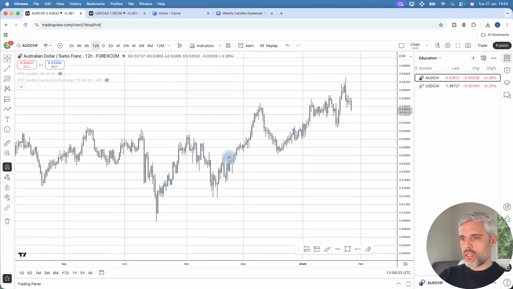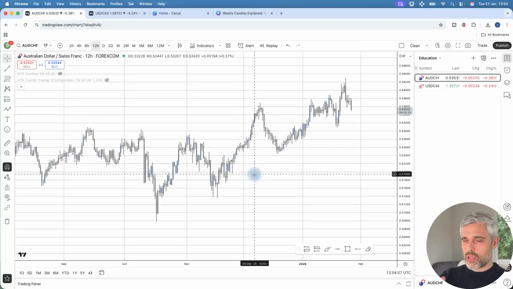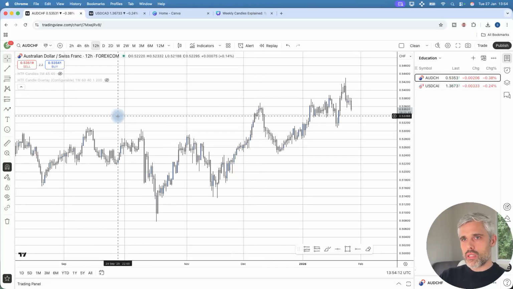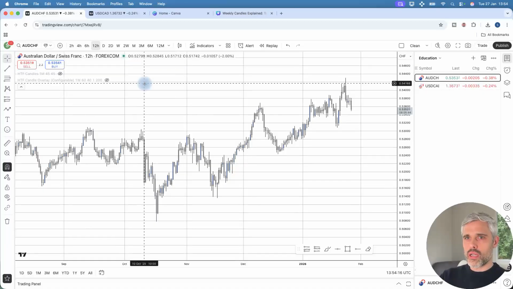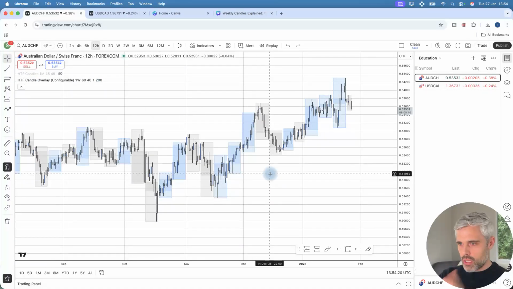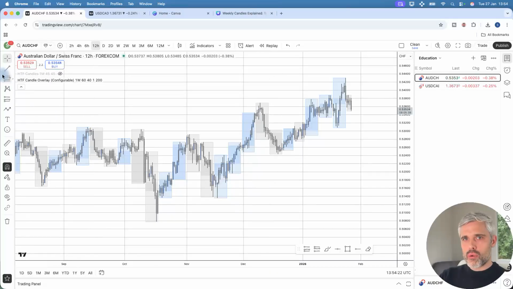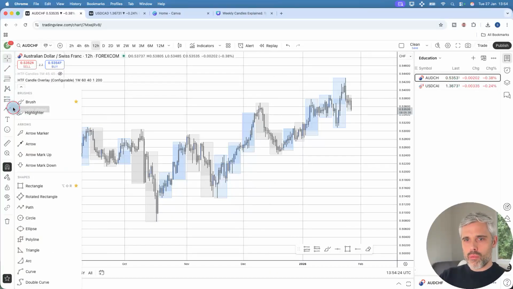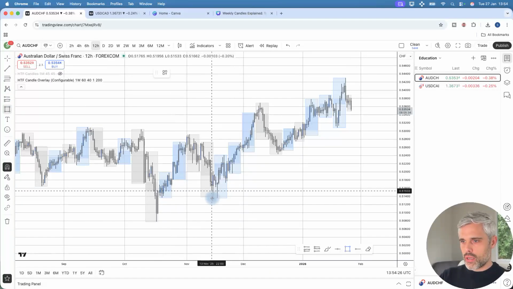The first application of the weekly candle range that we're going to use is a classic accumulation, manipulation, and distribution price formation. So I'm on the 12-hour price action. I like to use the 12-hour for swing trading, and I'm going to overlay the weekly candle. In this particular scenario, you see price is manipulating below a weekly candle range.